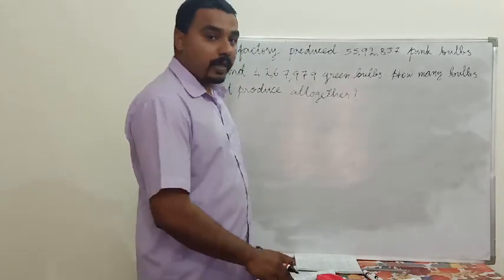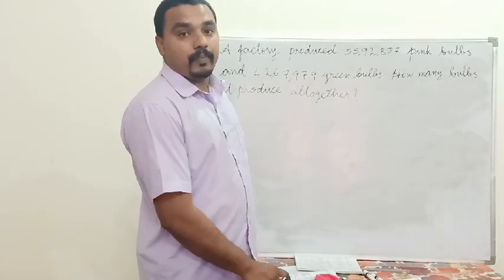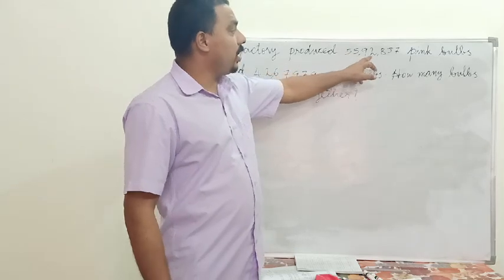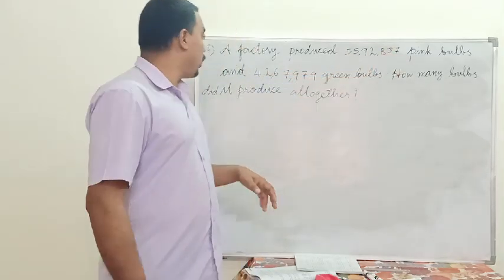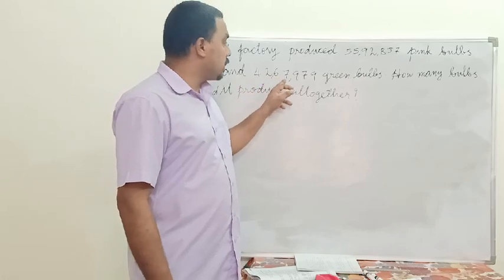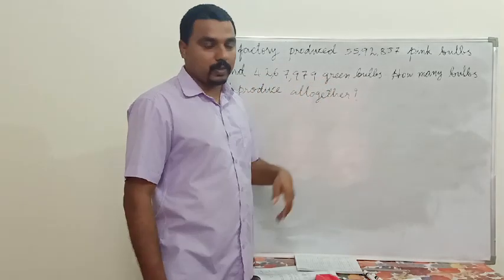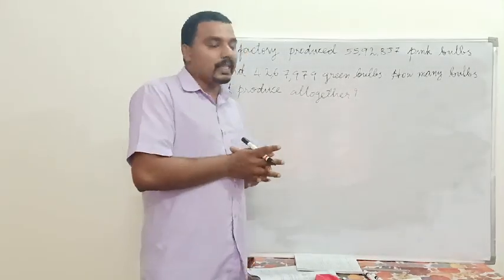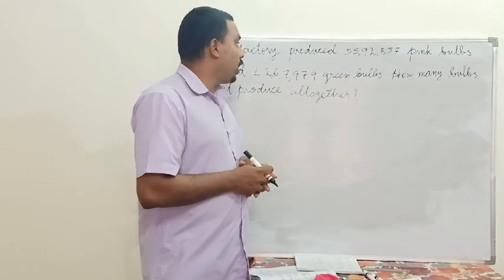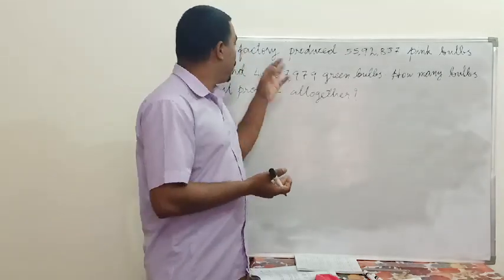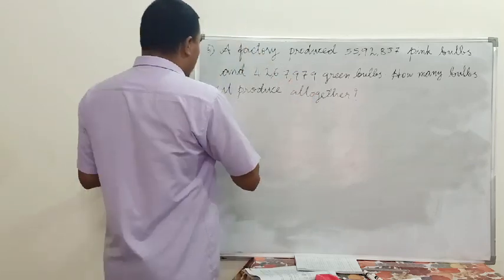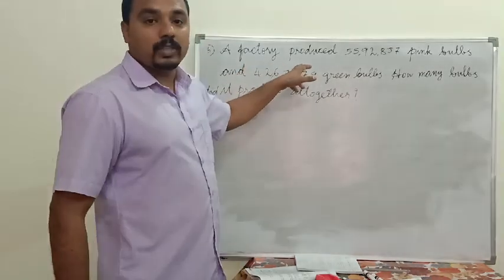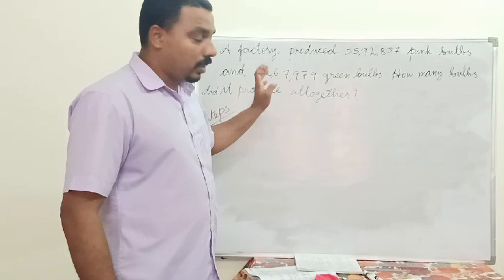One more question we are solving here to make it very clear. So the second question is, a factory produced 55,92,857 pink bulbs and 42,67,979 green bulbs. How many bulbs did it produce altogether? So this is also based on addition. We have to add. We have to find out the total how many bulbs that factory produced. So here also we have to write the steps. What are the steps? Read the question once again.